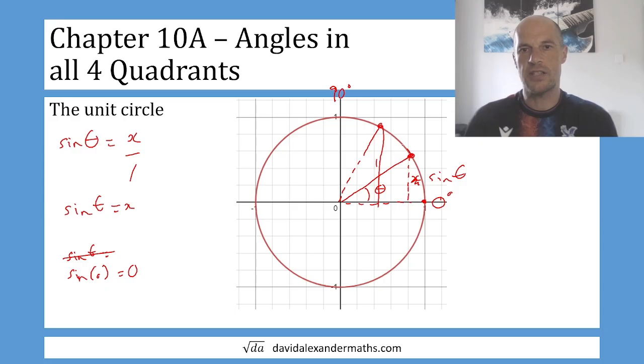As I'm moving this point around to 90 degrees, when I get to 90 degrees, the triangle will have maximum height, and the height will be 1. So therefore, the sine of 90 is 1. So between 0 degrees and 90 degrees, we can see that the height of the triangle goes from no height at all up to the maximum height of 1.